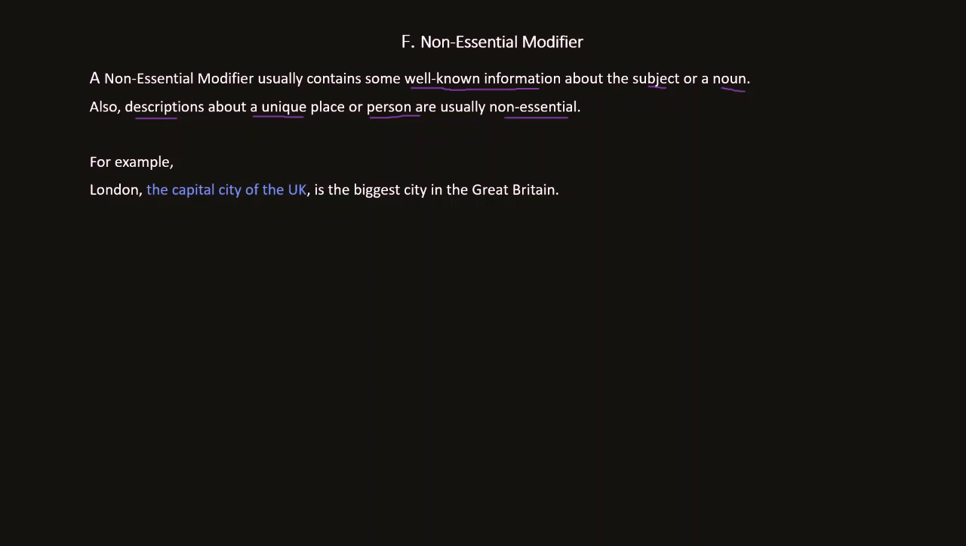In this example, the phrase the capital city of the UK is the non-essential modifier, and the fact that London is the capital city of the UK is well known. Moreover, London is a unique place. Hence, the capital city of the UK is called the non-essential modifier. Usually, we place the non-essential modifier between two commas.